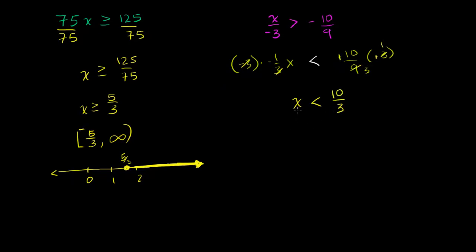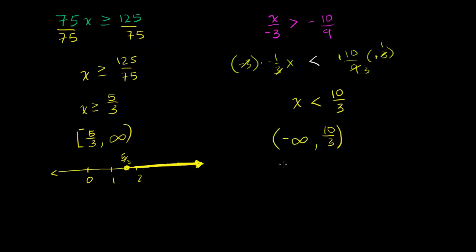So x is less than 10 over 3. So if we were to write this in interval notation, the solution set's upper bound will be 10 over 3. And it won't include 10 over 3. This isn't less than or equal to. So we're going to put a parenthesis here. Notice here it included 5/3, we put a bracket. Here we're not including 10/3, we put a parenthesis. And it'll go from 10 over 3 all the way down to negative infinity. And everything less than 10 over 3 is in our solution set.